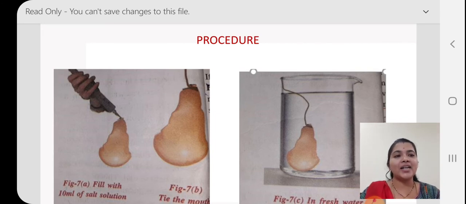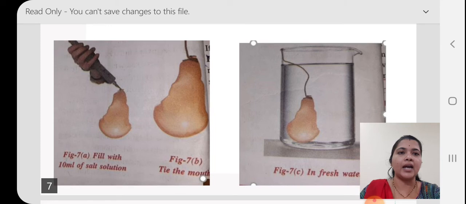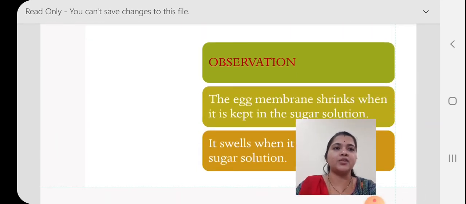Measure the contents of the egg membrane and beakers and note your observation. So what happens? Obviously this is an osmosis experiment. The solvent moves from low concentration solution to high concentration solution. So wherever the sugar solution is, the tap water will move towards that. So let's see the observation.